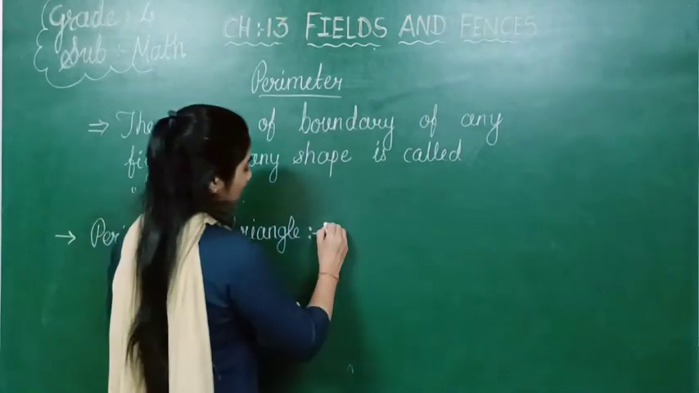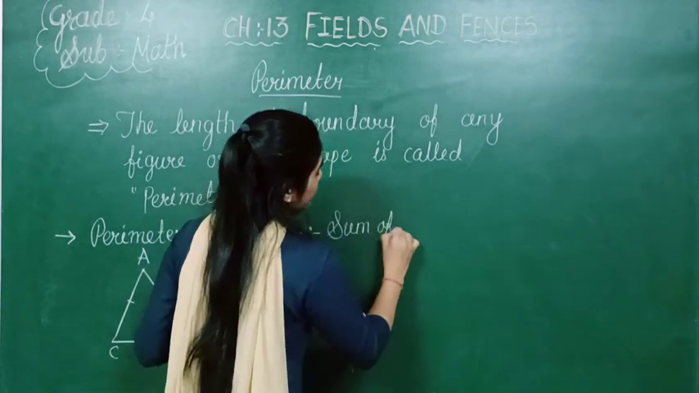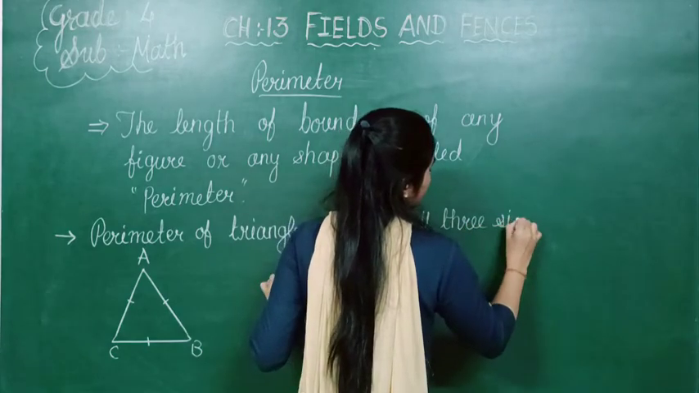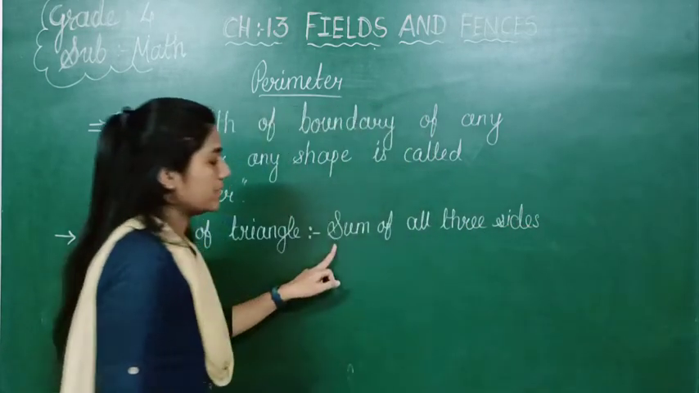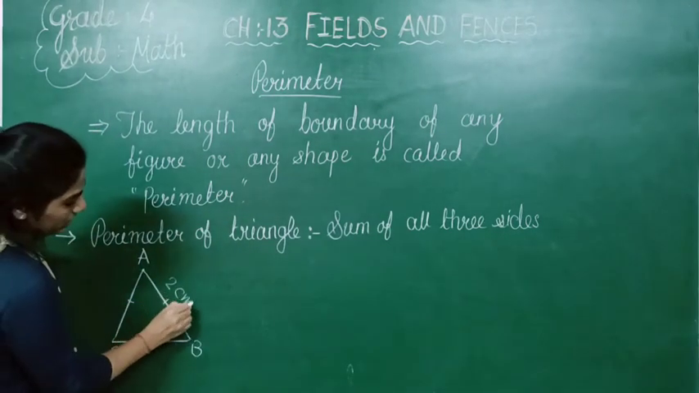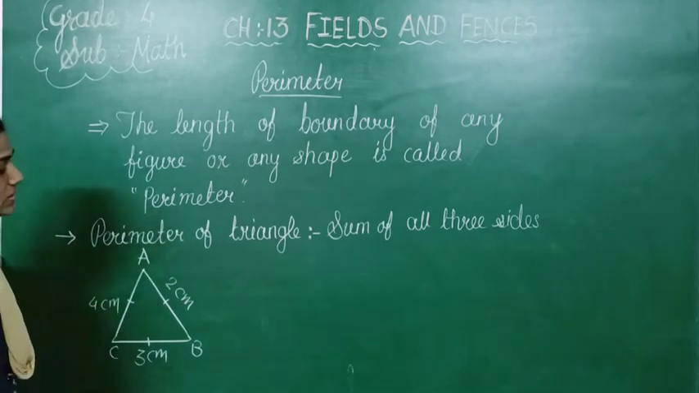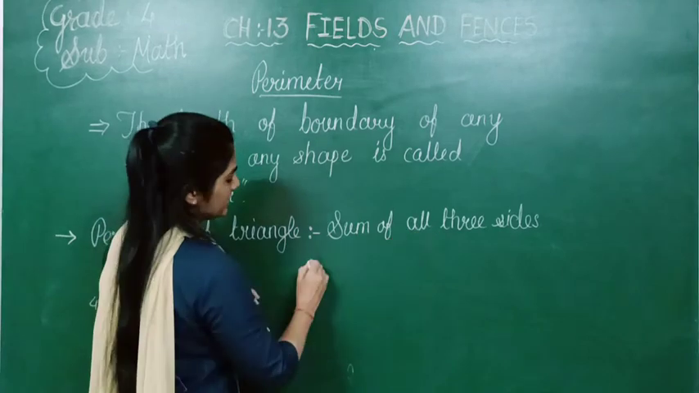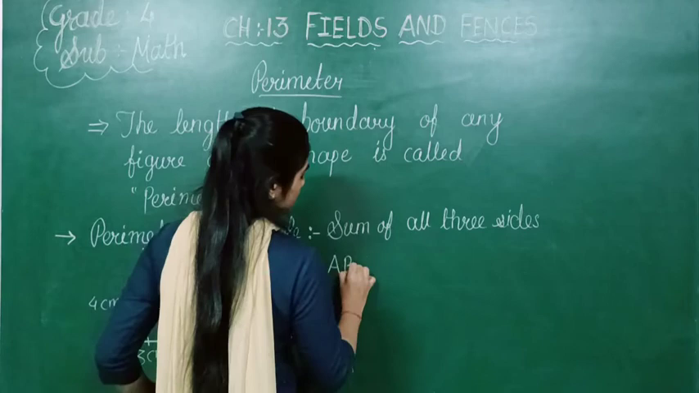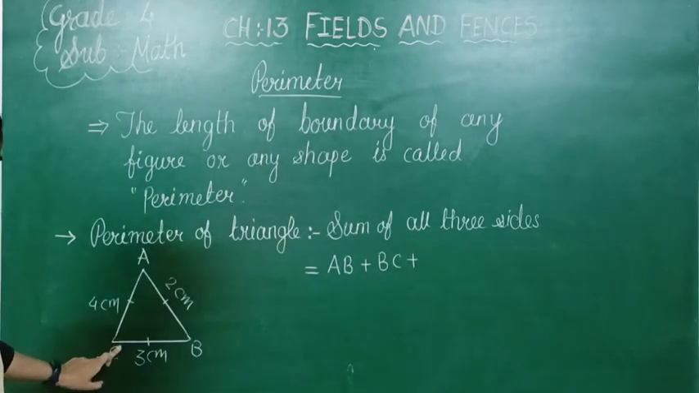To find the perimeter of a triangle, we can write that it is the sum of all 3 sides. Sum means the total of 3 sides. So suppose I am writing here 2 centimeter, 3 centimeter and 4 centimeter. So the sum of all 3 sides, we can write this way: AB plus BC plus CA.